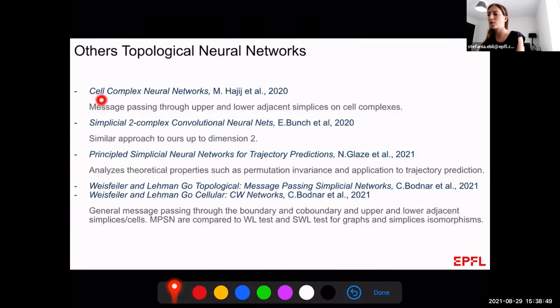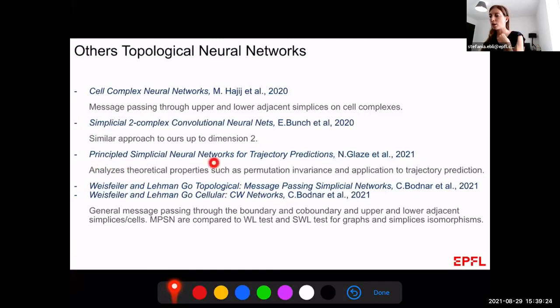One by Ashish, cell complex neural network, which defined a very similar notion of convolution to ours, but using message passing and using upper and lower adjacent simplices. And then we had another work by Bang et al. on simplicial complex convolutional neural network, which was very similar to ours, but up to dimension 2. And in 2021, there were 3 papers in which neural networks were defined on topological spaces.